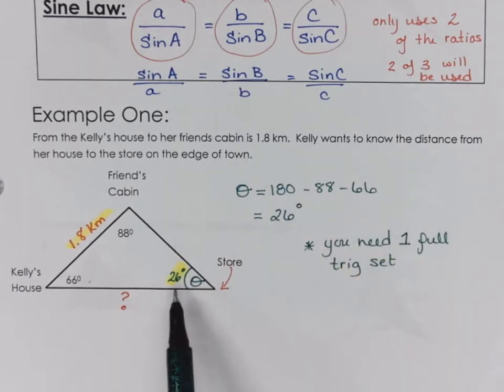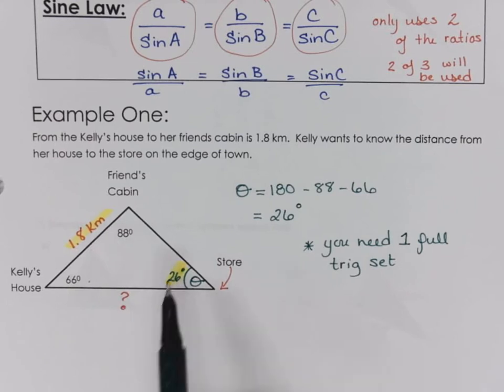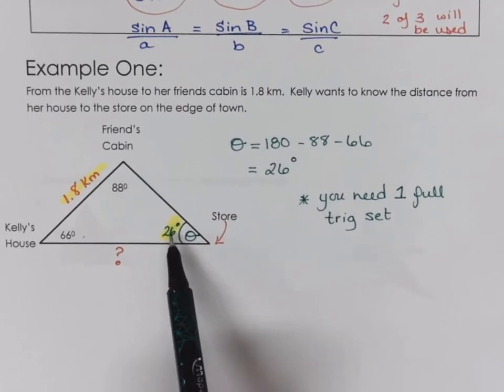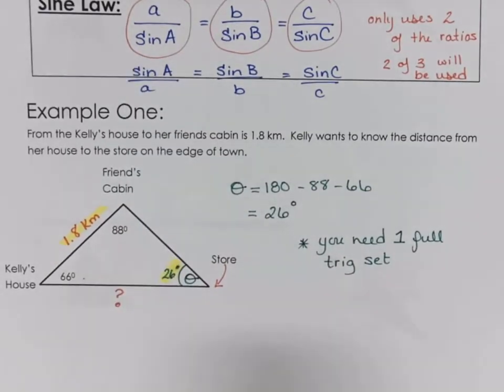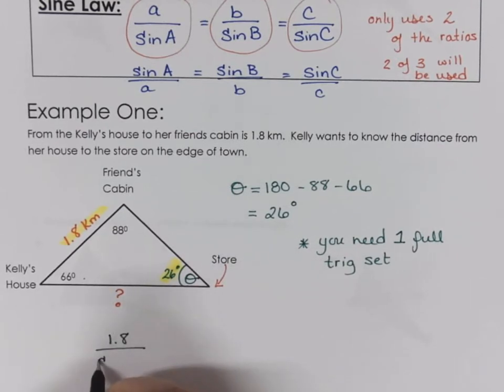And when I'm talking about trig sets, I'm talking about a side and its matching angle. So that's going to be the first bit of information. I'm going to put that as my first ratio. So that's my ratio there. What goes on top? My side length goes on top. So I'm going to have 1.8 over sine of 26.